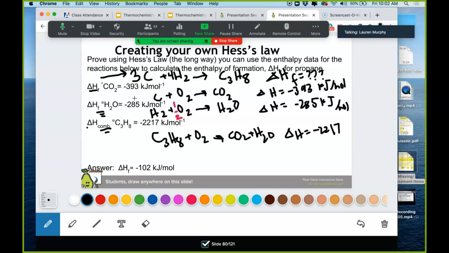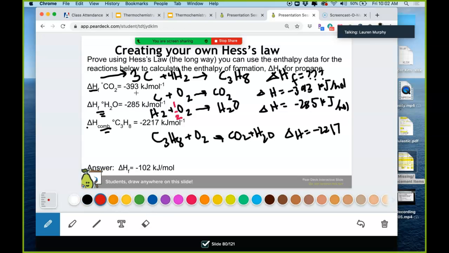First things first, I need 3 carbons, so I'm going to multiply that top equation by 3, and then you have to multiply the delta H by 3, right? Okay, 3 carbons, check. I need 4 hydrogens, so I'm going to multiply this next equation by 4. What's 4 times 1/2? It's 4 halves, which is 2. Everything gets multiplied by 4. Okay, check. All right, makes propane.